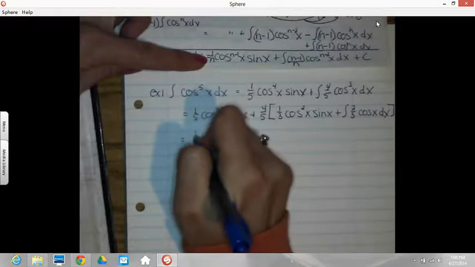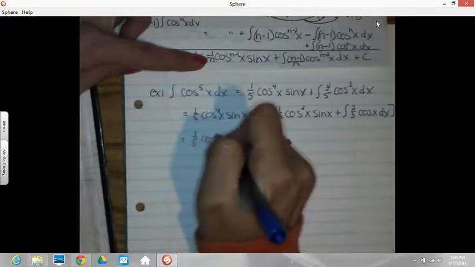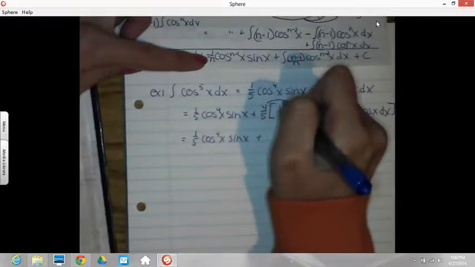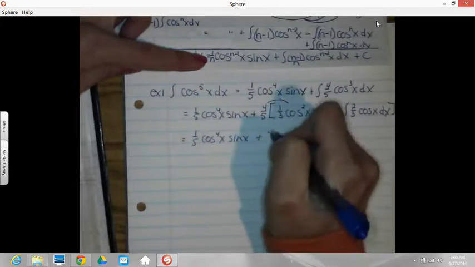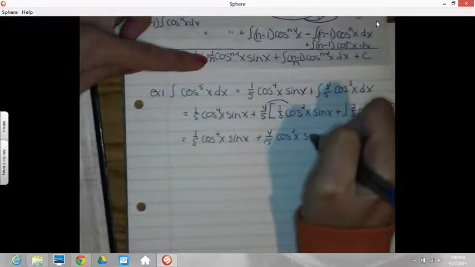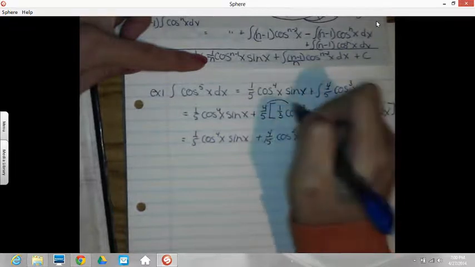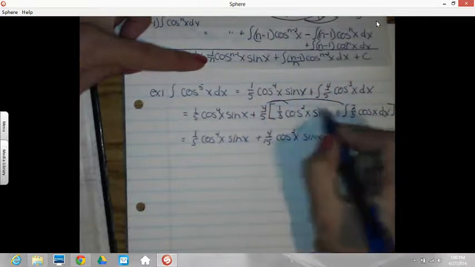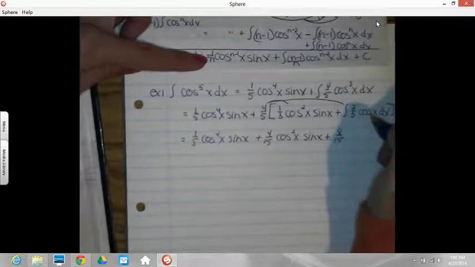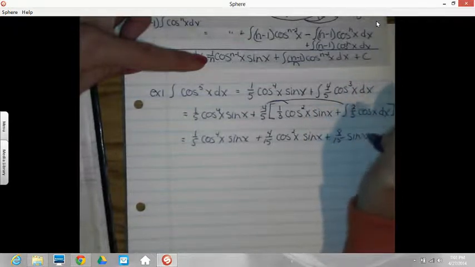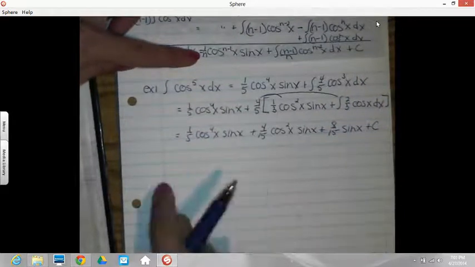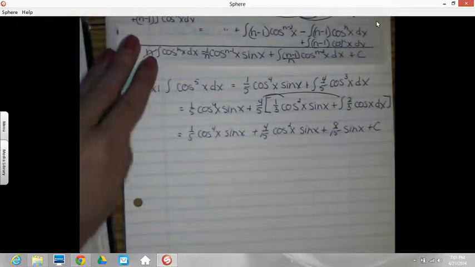So 1/5 cosine to the 4th x sine x, plus distributing the 4/5 in, that will give me 4/15 cosine squared x sine x, plus distributing, that will give me 8/15. Antiderivative of cosine is sine plus c. So hopefully you won't have to apply it too many times in a problem, otherwise you're going to be running out of room. But let's try one more to get the hang of it.